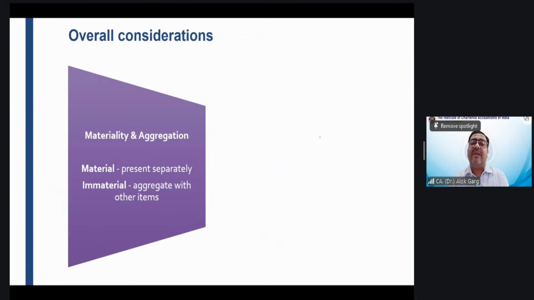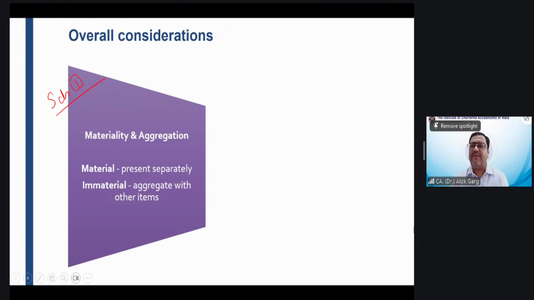Now, materiality and aggregation. What is meant by materiality and aggregation? If any item is material, it has to be presented separately. Okay. Friends, Division 2 to Schedule 3 has given a materiality threshold for the presentation of an item, either on the face of the P&L or in the notes to accounts separately, right? You remember the materiality threshold we talked about?